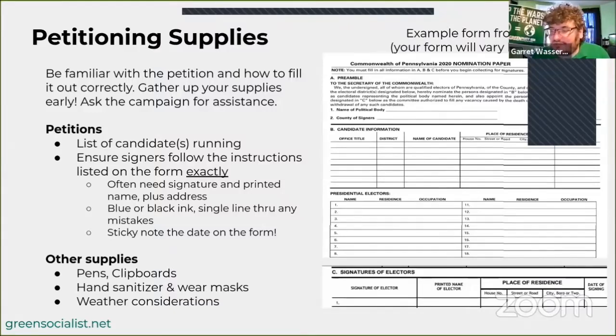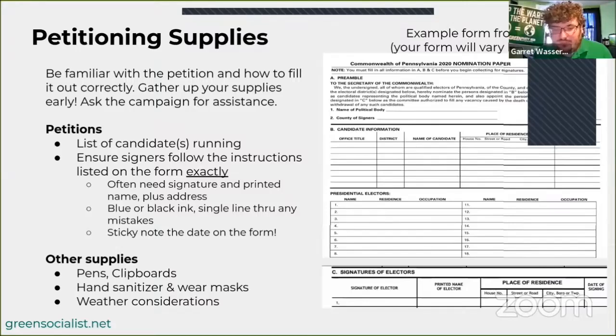Just make sure that folks are filling it out correctly as you go. And if they do make a mistake, usually you can just kind of draw a line through it and say, oh, could you please fill out the next line. The state is very particular about these, so to make sure your signature counts, please do it the right way.